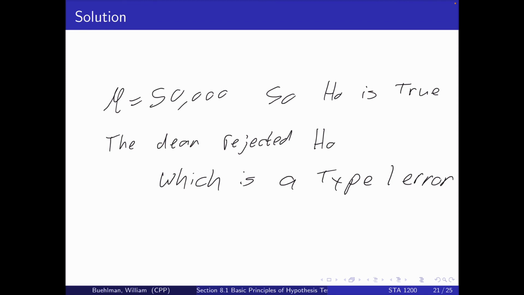So the true mean was $50,000. Thus, we have that the null hypothesis is true. If you remember, the dean rejected the null hypothesis. So since the dean rejected the null hypothesis when the null hypothesis is true, this is a type 1 error.